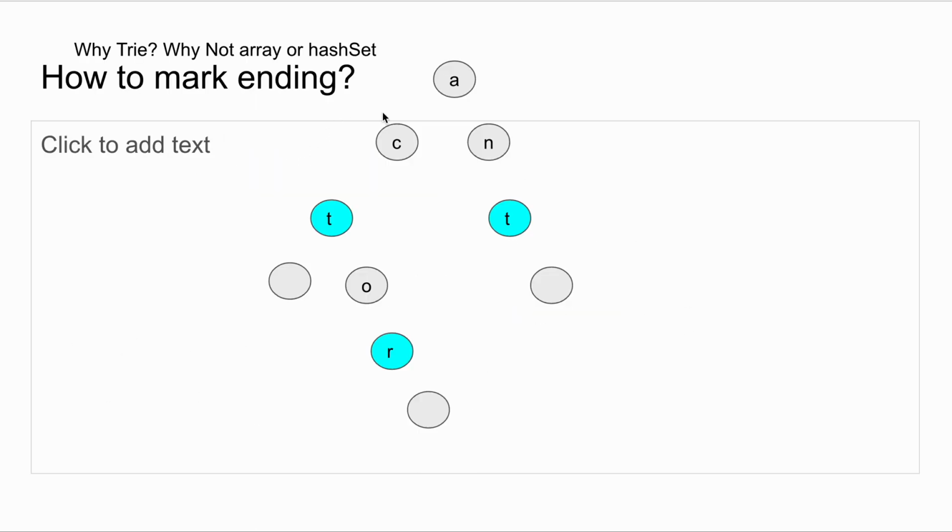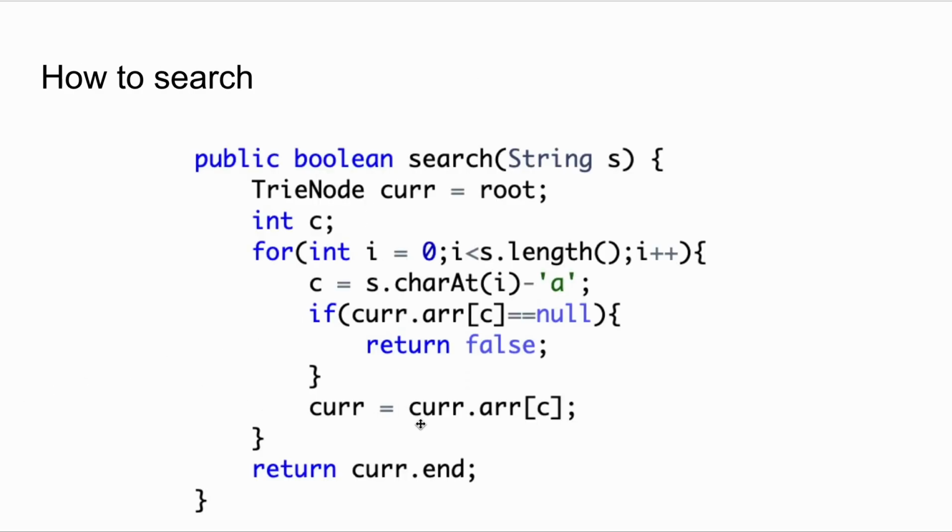But if you go here and find the word ACTO, is ACTO there? Yes. But also we will be doing an additional check. That is, we will return current.end. That is, if this is marking the end, we will go to the last letter and check if that is the end. If that is the end, we will return true. If not, we will be returning false. We will just be returning whatever is the ending.